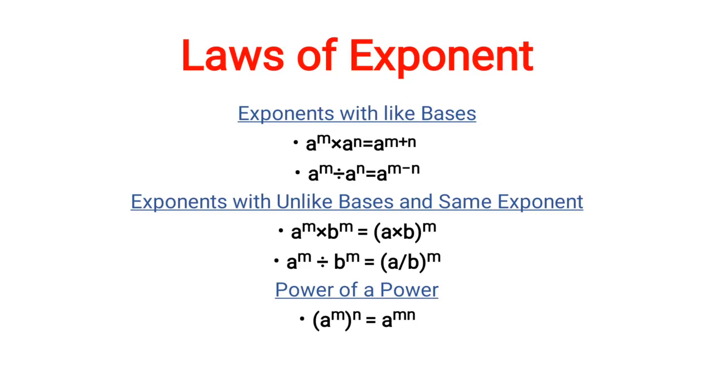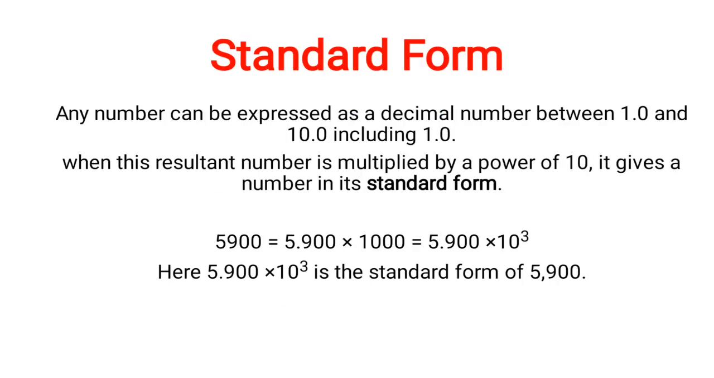Now, at last, we will learn about standard forms. Any number can be expressed as a decimal number between 1 and 10, including 1. And when this resultant number is multiplied by a power of 10, it gives a number in its standard form. Let us take an example of 5900. 5900 can be written as 5.900 into 1000 and it will be equal to 5.900 into 10 raised to 3. Here 5.900 into 10 raised to 3 is called the standard form of 5900.